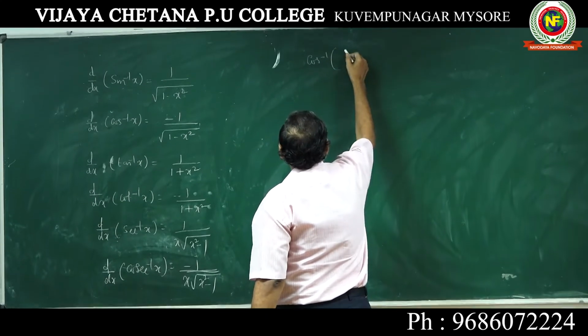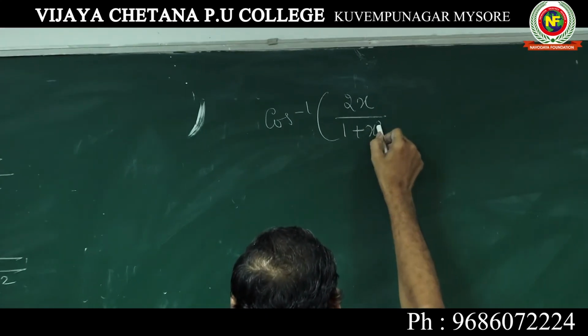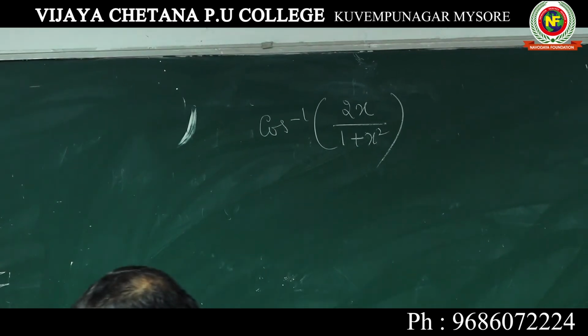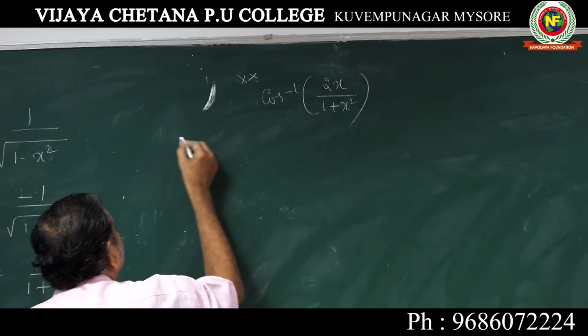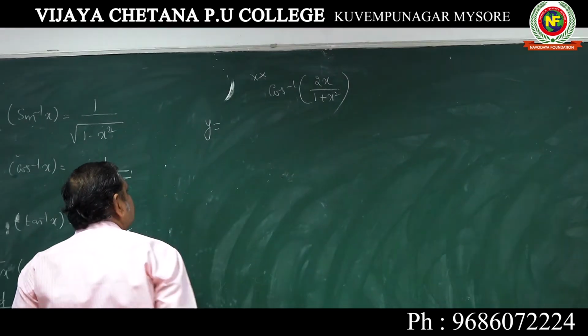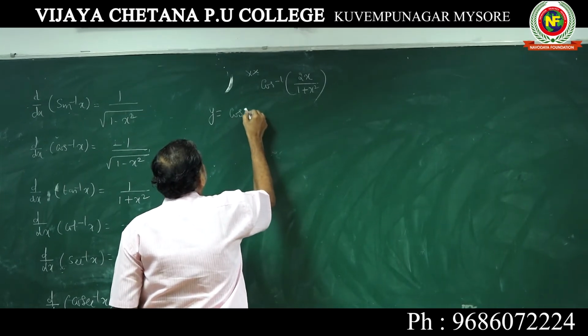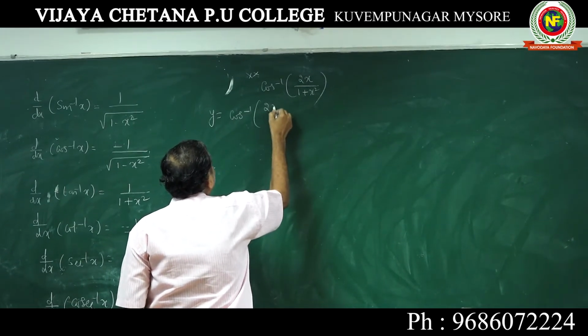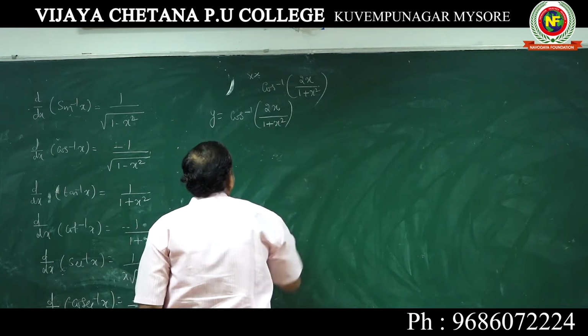Cos inverse 2x by 1 plus x square. Same thing, cos inverse instead of sin inverse. Very important problem for examination. Take y equal to cos inverse 2x by 1 plus x square.